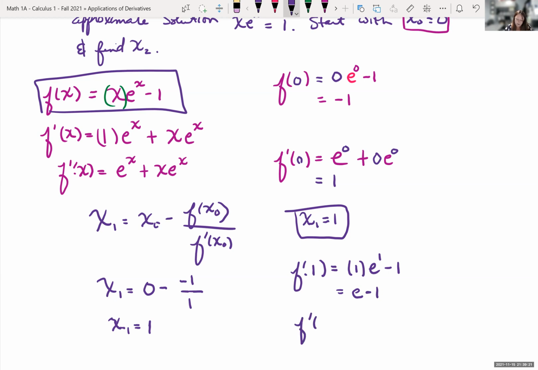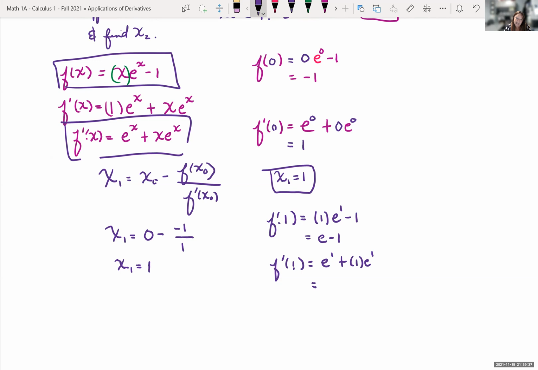Plugging 1 into our derivative function, we have e to the first power plus 1 times e to the first power. So this is going to give me e plus e, or 2e. So I know my x sub 2 value is equal to x sub 1 minus f of x sub 1 divided by f prime of x sub 1. Looks like my pen is starting not to work anymore. So x sub 2 is equal to x sub 1, which we found to be 1, minus f of x sub 1, which we found to be e minus 1, all divided by f prime of x sub 1, which is 2e.